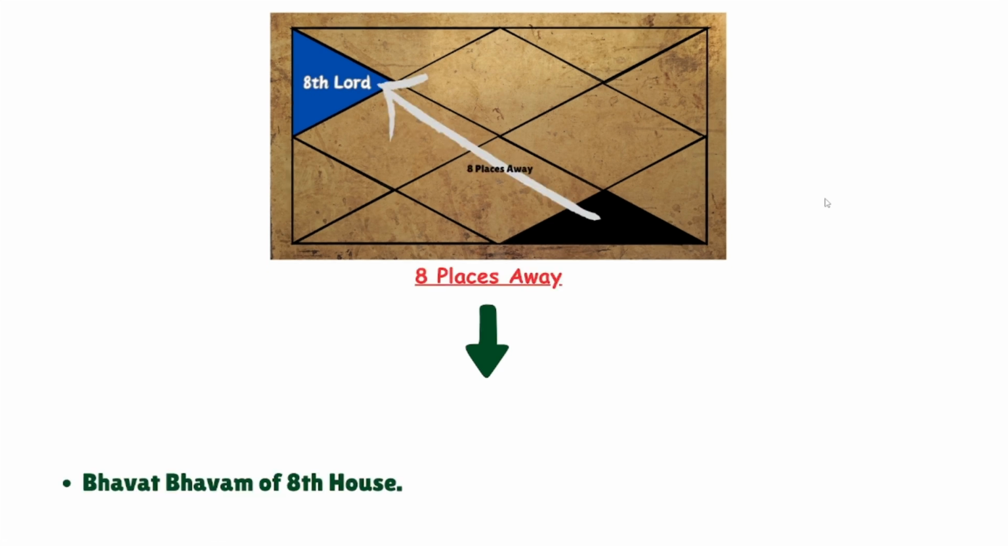Now, eighth lord is going eight places away and sitting in the third house. So, third house is a bhavat bhavam of eighth house. Okay, it shows a higher version of the eighth house. Since eighth house shows one's longevity, and it is going and sitting in the bhavat bhavam of the eighth house, if it is well placed, then it can improve the significations of the eighth house, such as longevity. It can improve one's longevity.